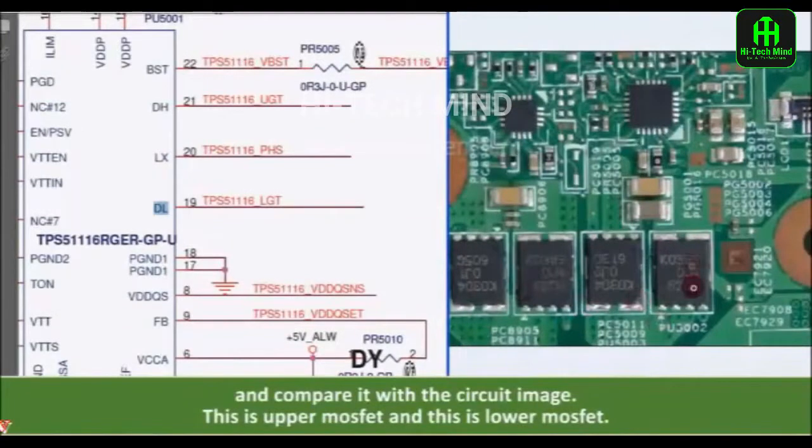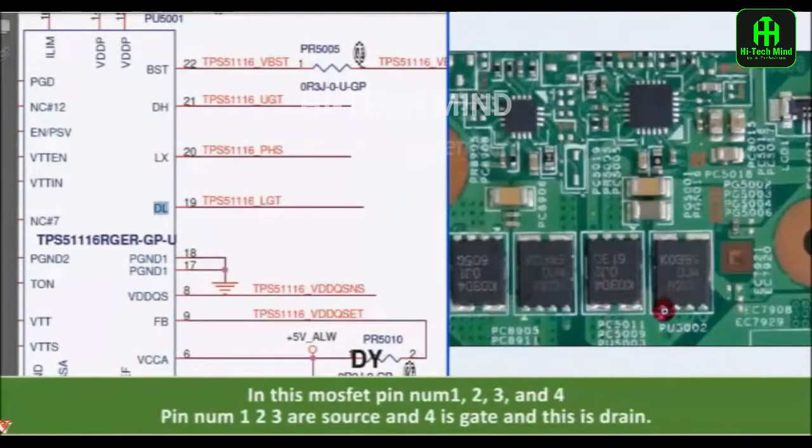This is the upper MOSFET and this is the lower MOSFET. In this MOSFET there are pin numbers 1, 2, 3 and 4. Pin numbers 1, 2, 3 are source and 4 is gate, and this is the drain.